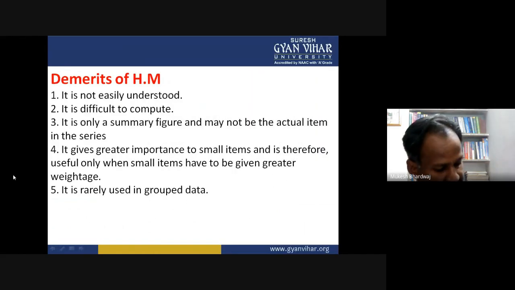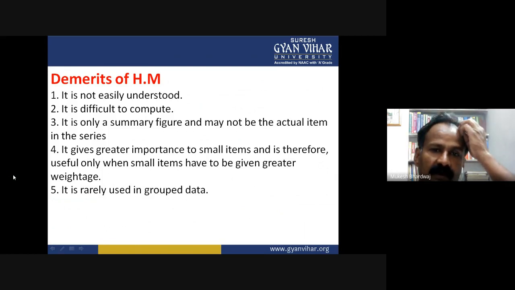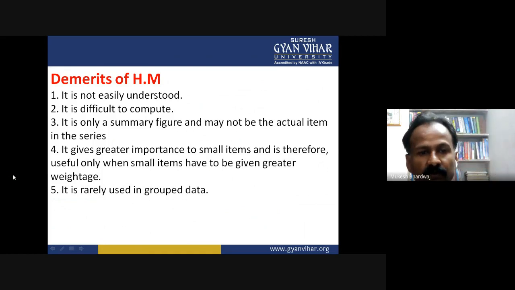Demerits of harmonic mean: it is not easily understood, it is difficult to compute, and it is only a summary figure and may not be the actual item in the series. It gives greater importance to small items and is therefore useful only when small items have to be given greater weightage. It is rarely used in grouped data. So these are some disadvantages of the harmonic mean.